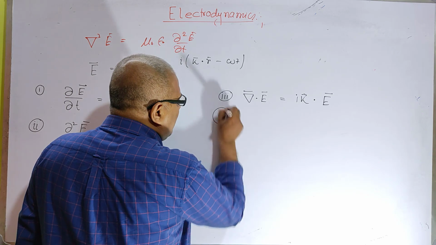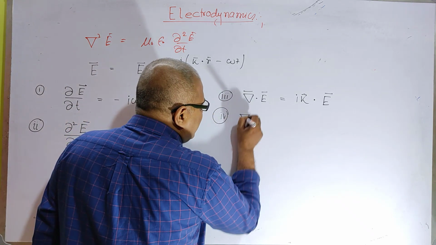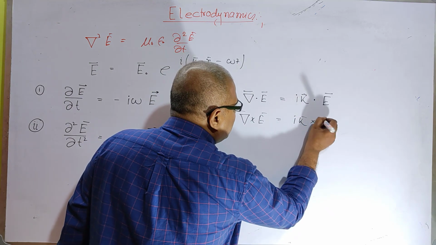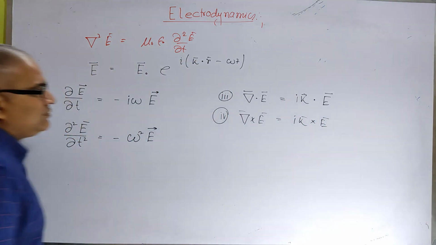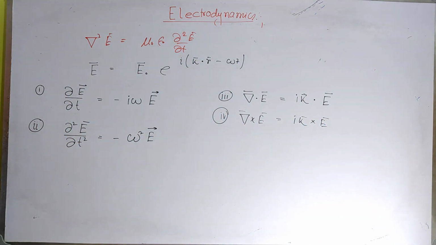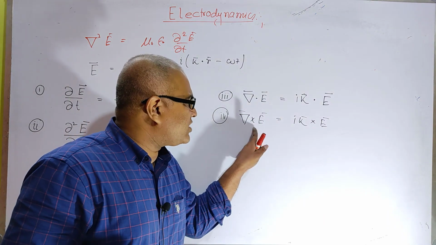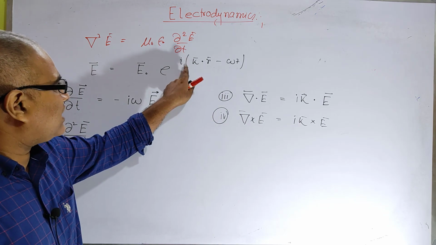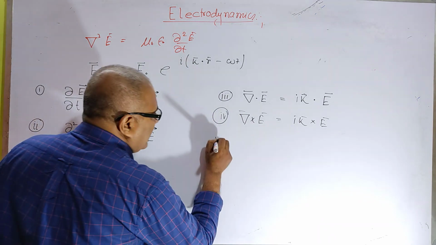Number 4, now come to the symmetry. If there is curl, no doubt there will be curl, cross product. If there is dot, it will be dot. So you are differentiating with respect to r actually, so if there is dot, ik dot will come, and if there is cross, ik cross will come.